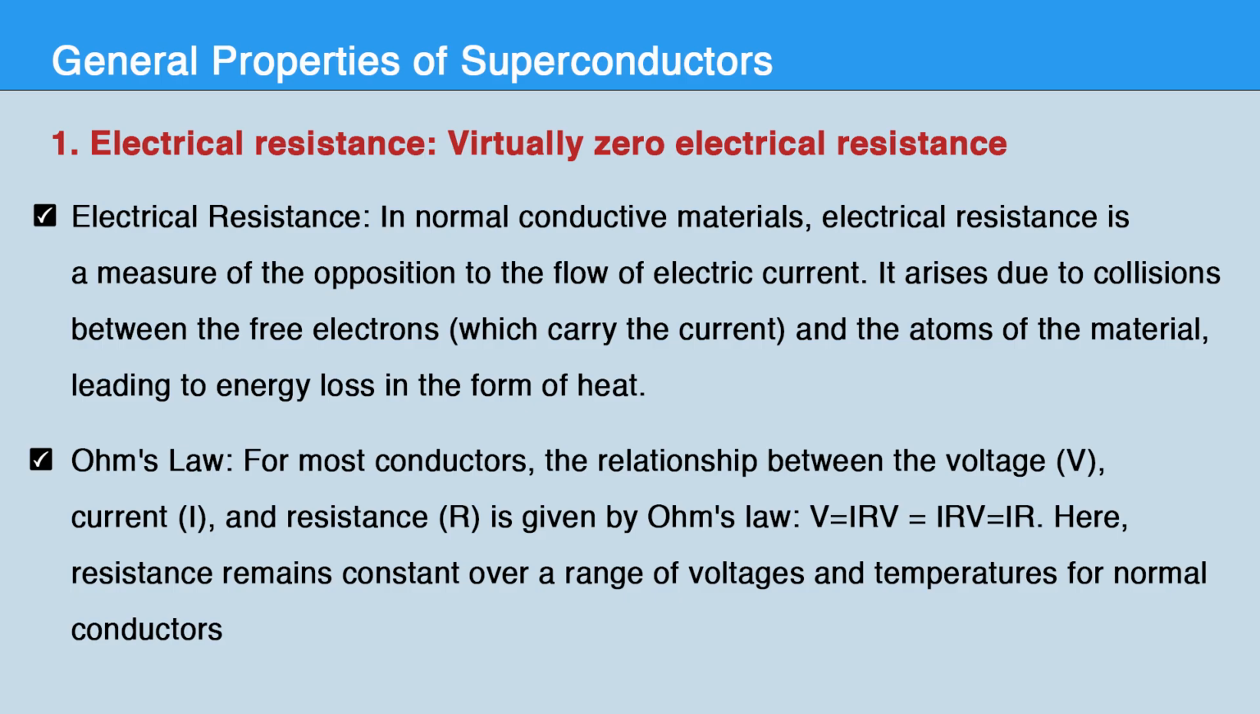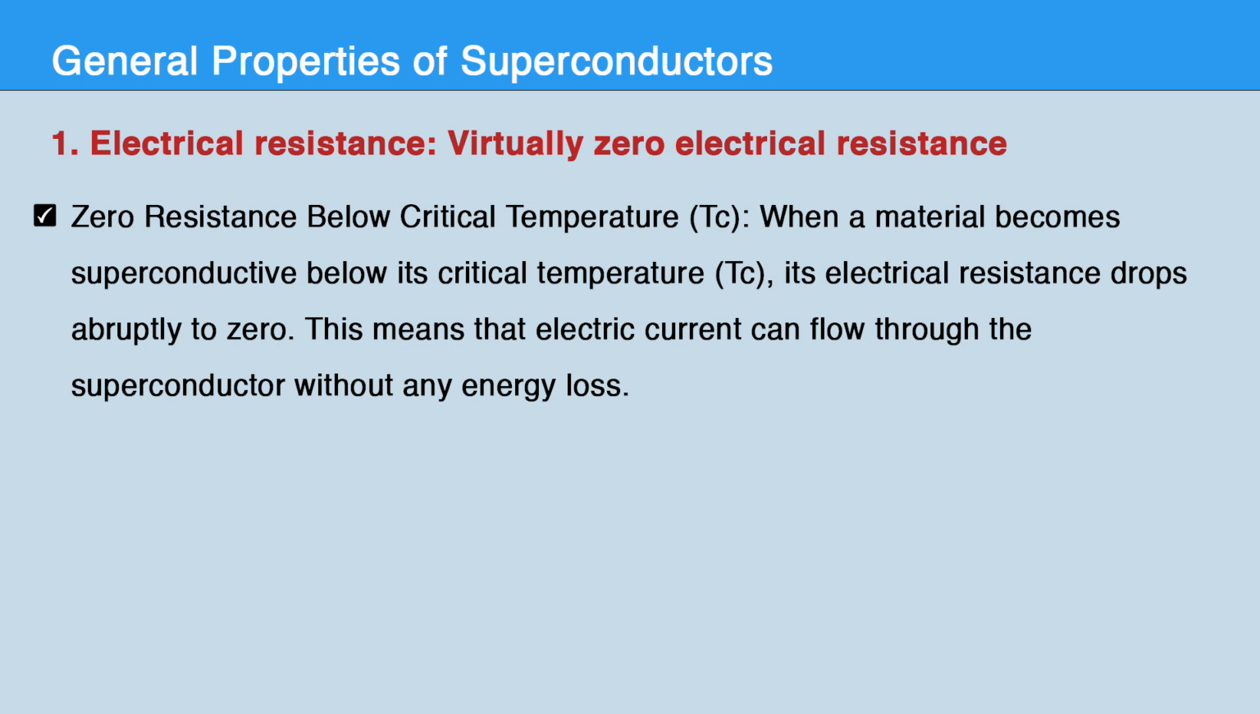Here the resistance remains constant over a range of voltages and temperatures for normal conductors. Electrical resistance in a superconductor: zero resistance below critical temperature.